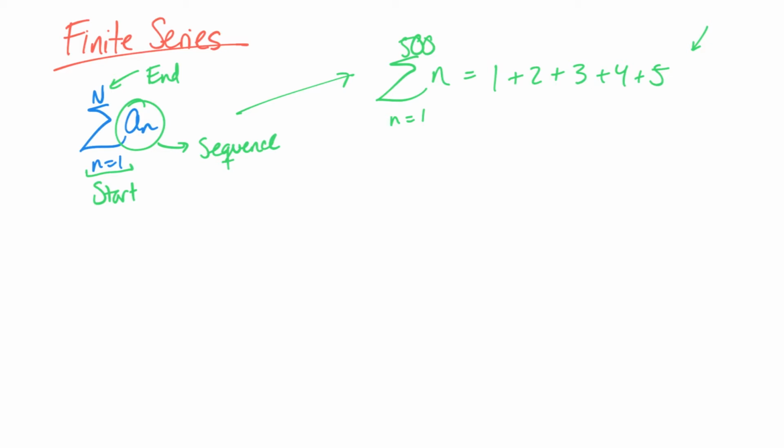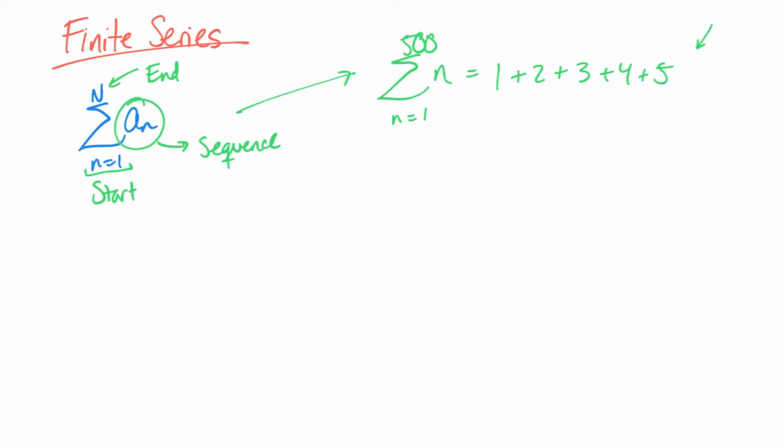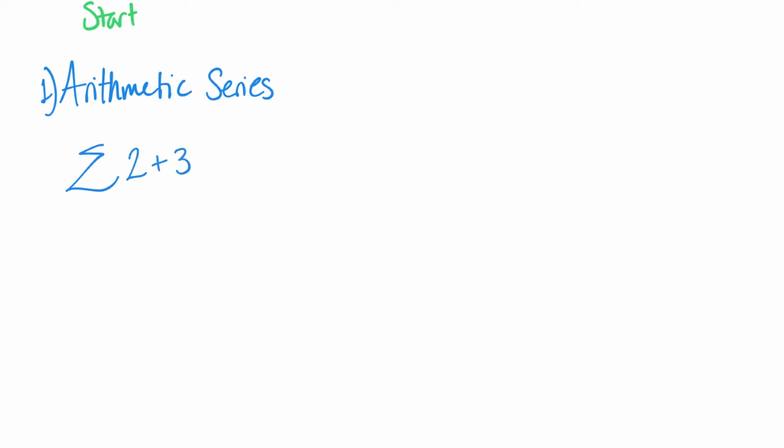So I'll give you a couple examples to show what could be done just to make our lives a little bit easier. The first one is going to be arithmetic series. And basically, arithmetic series will look like this. Okay, let's say that it goes from 1 to 60.